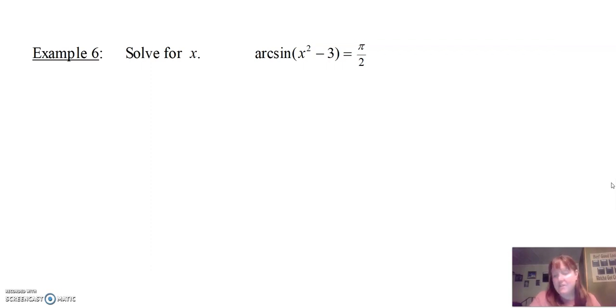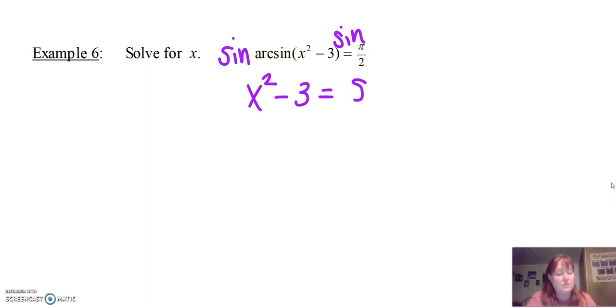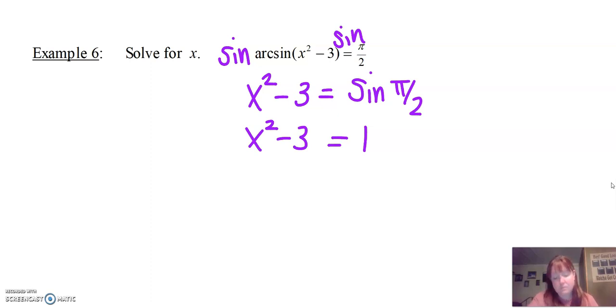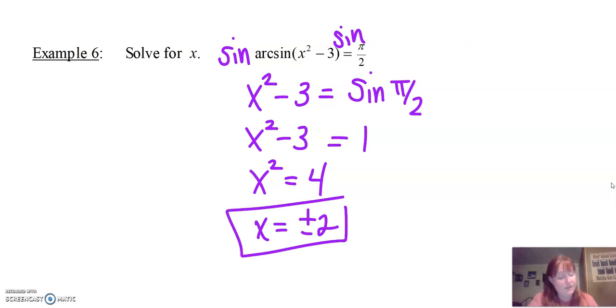All right, so we're going to solve this one for x. How do we undo the arcsine function? Well, we just take the sine of both sides, right? Because it's an inverse operation. The sine and inverse sine are going to cancel each other out, and I end up with x squared minus 3 equals the sine of pi over 2. Okay, and what is the sine of pi over 2? Well, it's the y value at pi over 2, which is 1. So I have x squared minus 3 equals 1. So then I have x squared equals 4. I take the square root of both sides, and I get x equals plus or minus 2. That makes it true.